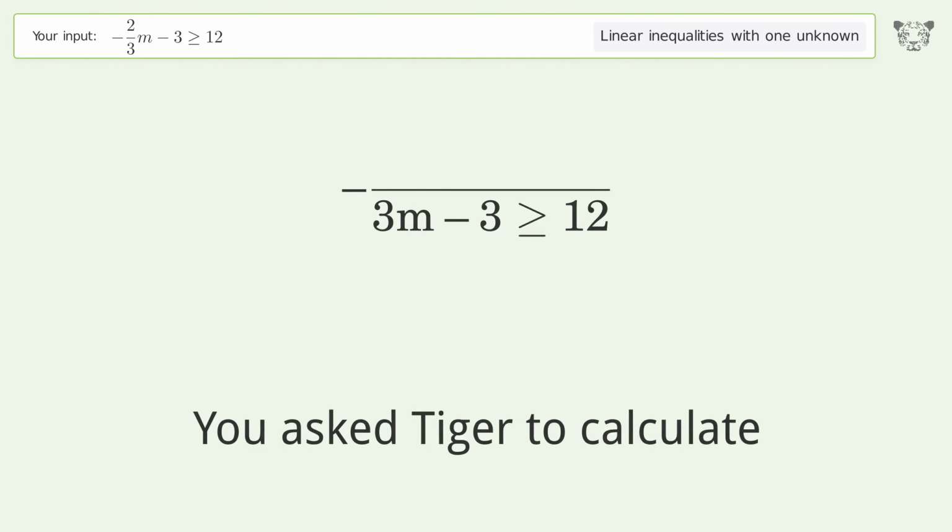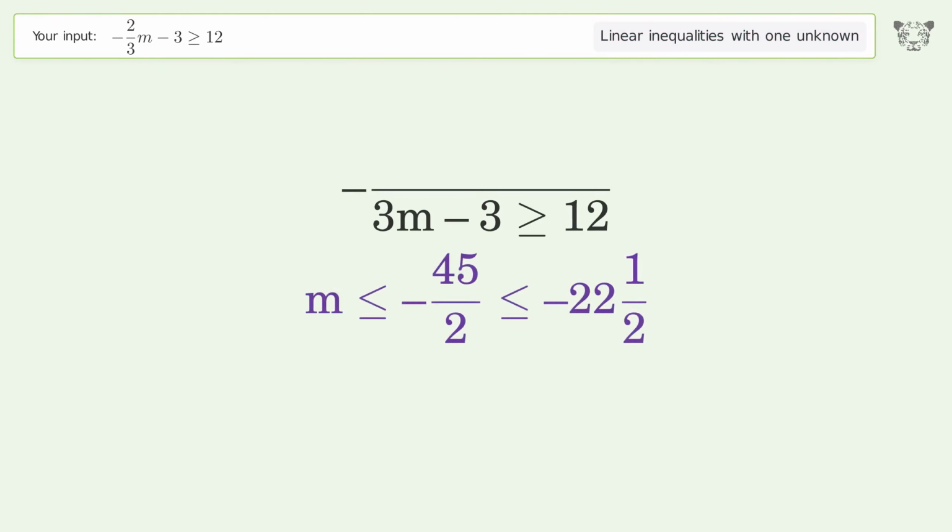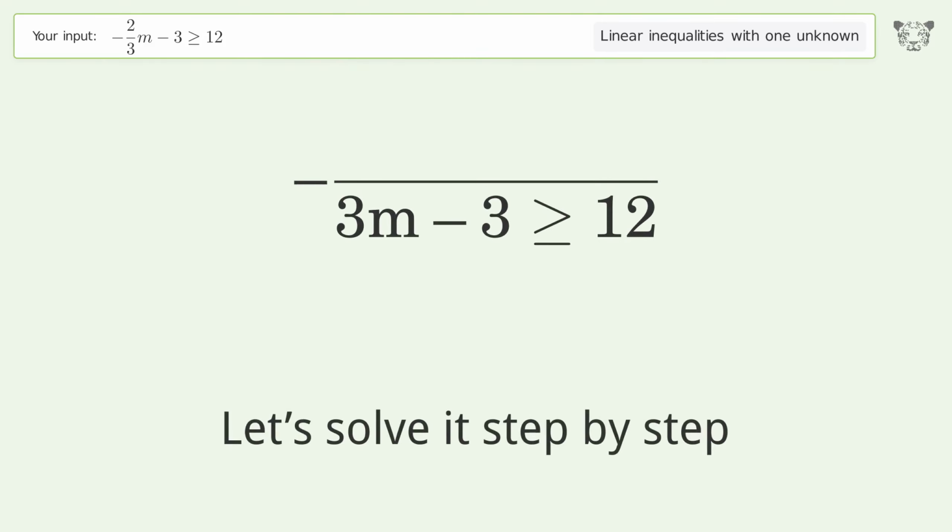You ask Tiger to calculate. This deals with linear inequalities with one unknown. The final result is m equal or smaller than -45/2 equal or smaller than -221/2. Let's solve it step by step.